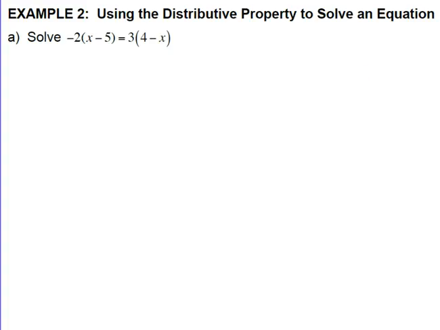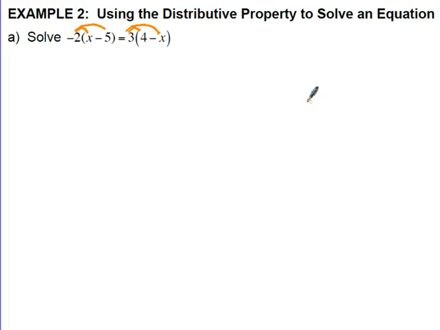When we solve equations, you need to make sure that you don't have parentheses. And to remove parentheses, you're going to use the distributive property. So -2 will be distributed to x and -5. 3 will be distributed to 4 and -x.